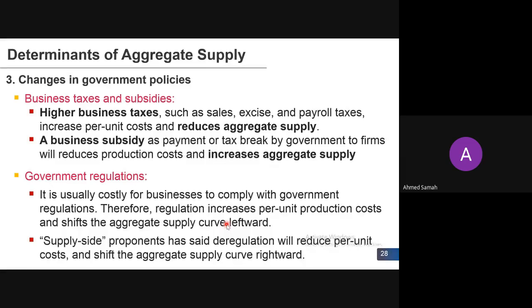So supply side proponents have said deregulation will reduce cost per unit and shift the aggregate supply curve rightward. It will reduce the cost per unit and shift the aggregate supply curve to the right, or increase aggregate supply.